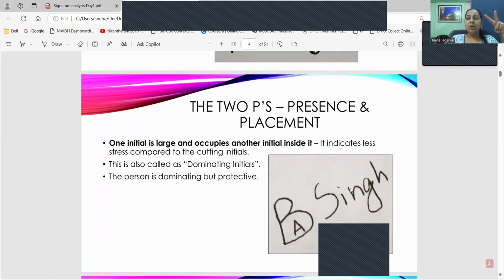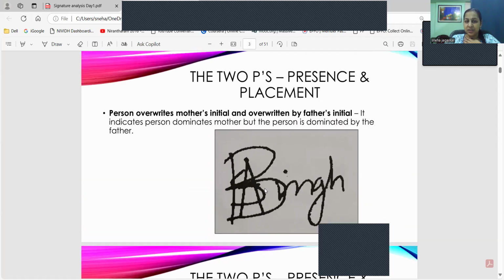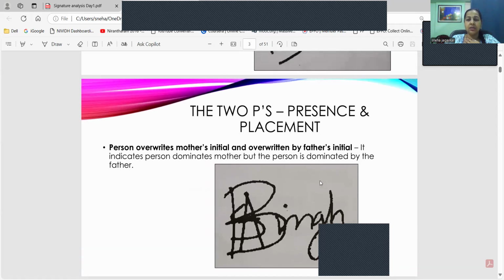Point number two, how much are you as an individual, the writer, trying to accept that dominance and trying to see that this is not actually a dominance, right? So this also makes a difference. For me, this becomes dominating as well as protective, but at the same time, it also means that the person is not completely dominating. I have my own say, right?